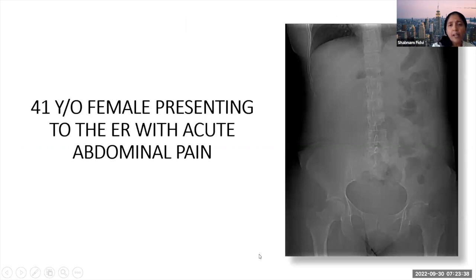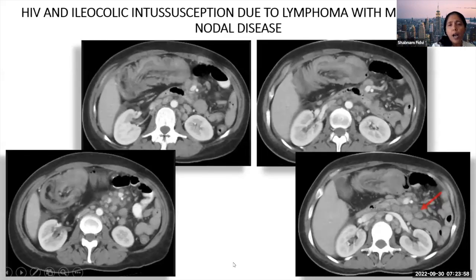So this is actually a patient that I saw on call. She was a 41-year-old female that presented to the emergency room with acute abdominal pain. This is a scout CT topogram that's obtained prior to the CT. And you'll notice that there's a relative paucity of bowel gas within the right abdomen as compared to the left. The patient goes on to have a contrast-enhanced CT. These are axial contrast-enhanced images, and you'll see a fairly large ileocolic intussusception extending to the level of the mid-transverse colon on these images.